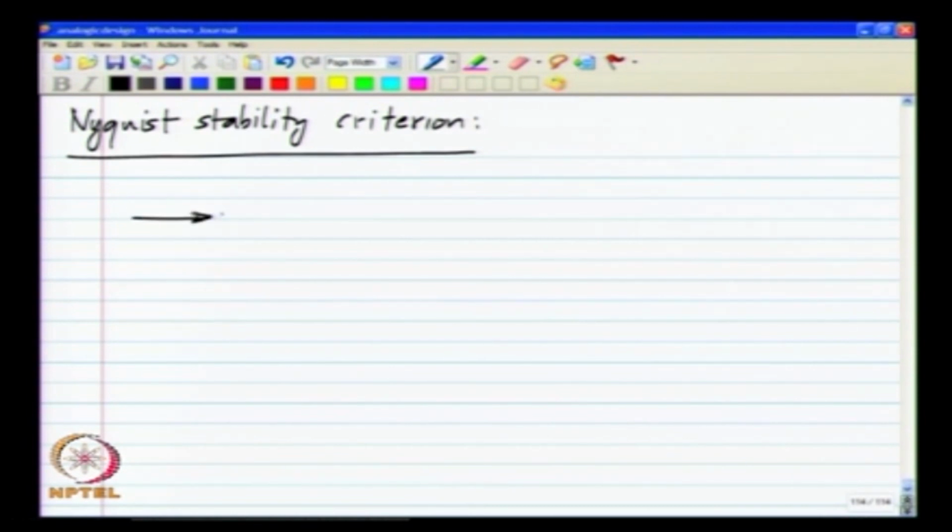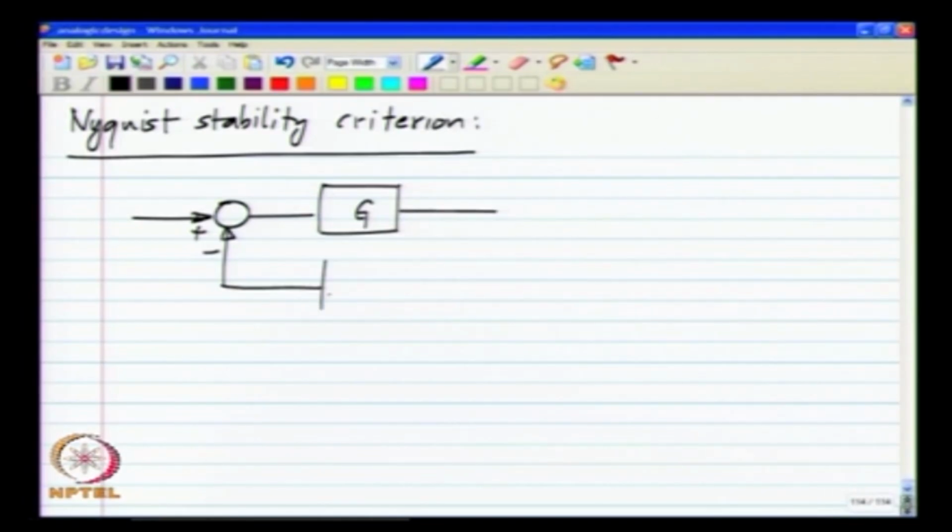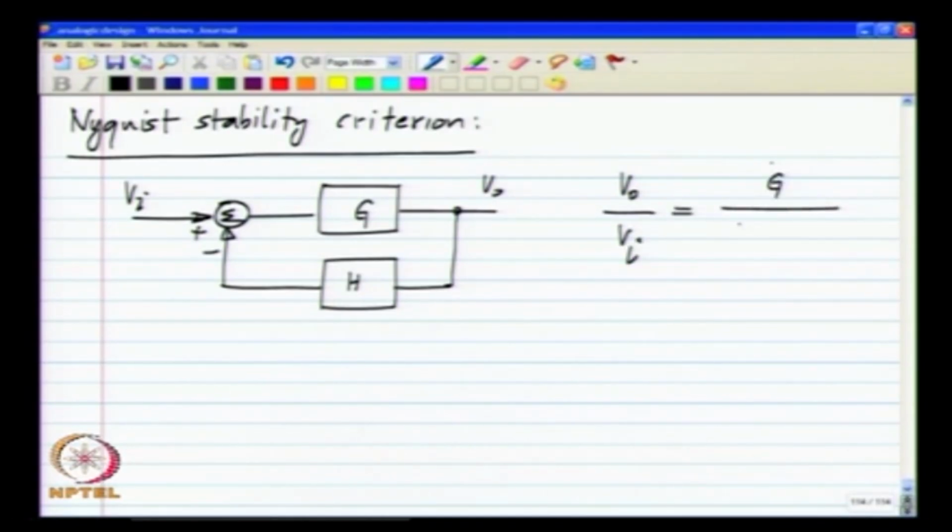And we will assume a system like this. Our system conforms to this, as does any other negative feedback system, and what is important is not so much the G and H, but the product G H. Okay. So, V naught by V I is G by 1 plus G H, and everything literally revolves around this G H. Okay. And the vague basis of the criteria can be thought of as avoiding G H being minus 1.